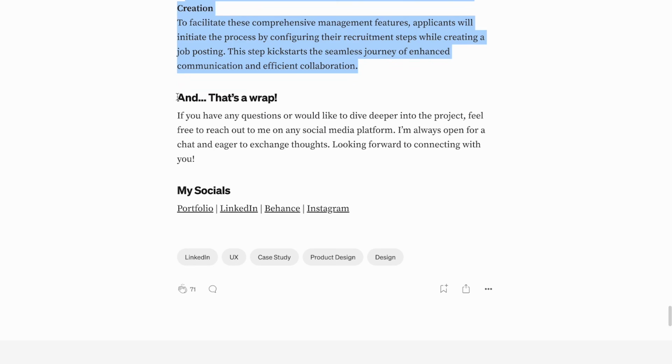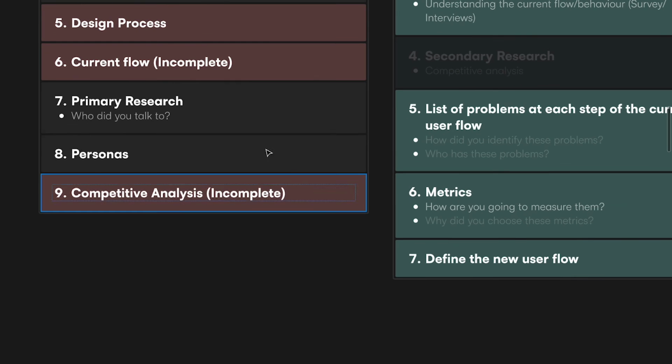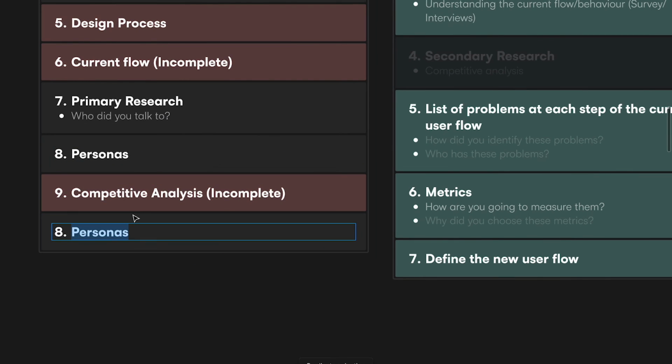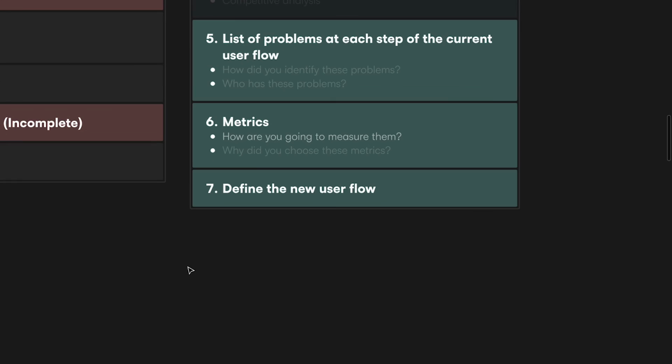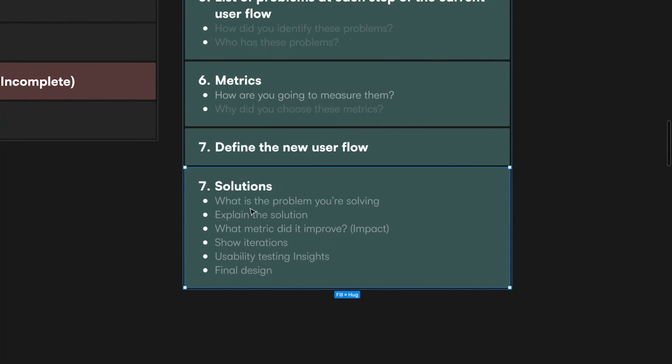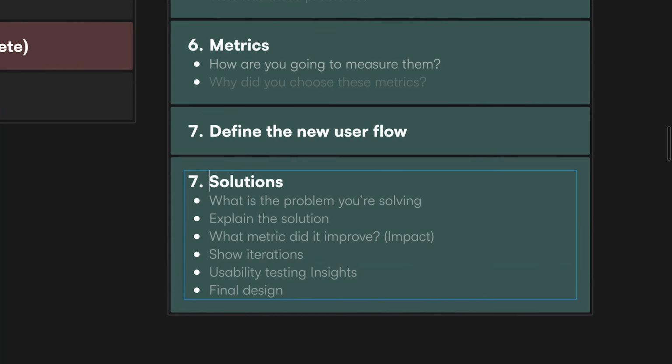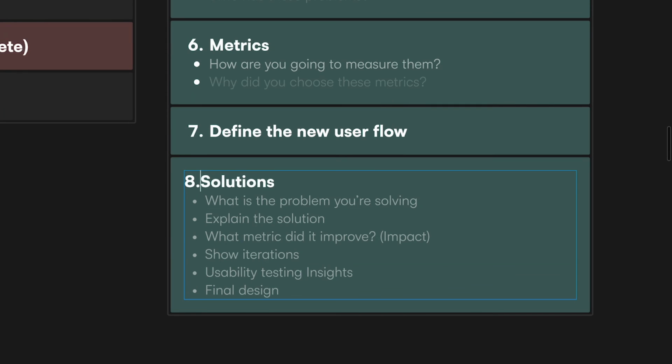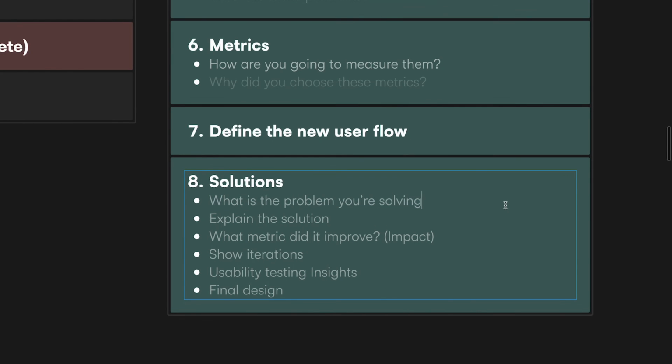And then you have, that's a wrap, right? So if you come over here, the last step is basically solutions. Okay. And here I'm just going to paste something, or maybe create a new one, paste over here. So this would be step number 8, right? Where you talk about the solutions. And what you want to talk about is: what is the problem that you're solving? Explain the solution, all right?